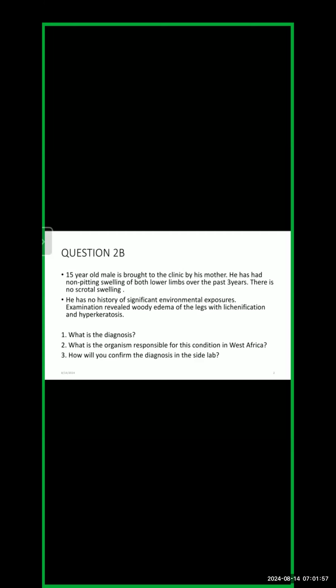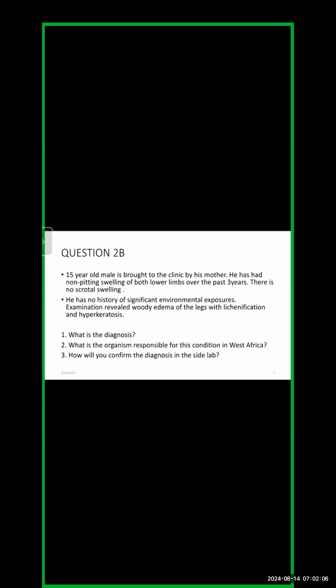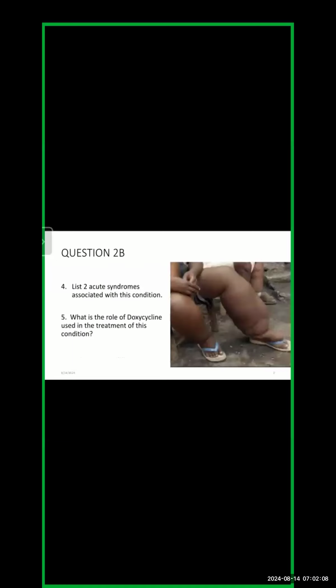1. What is the diagnosis? 2. What is the organism responsible for this condition in West Africa? 3. How would you confirm the diagnosis in the side lab? 4. List 2 acute syndromes associated with this condition. 5. What is the role of doxycycline used in the treatment of this condition?